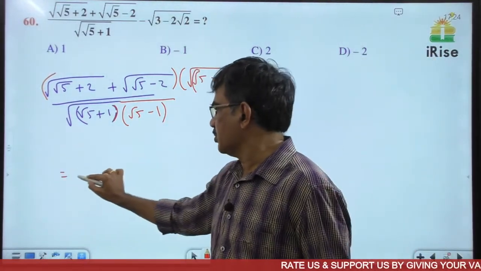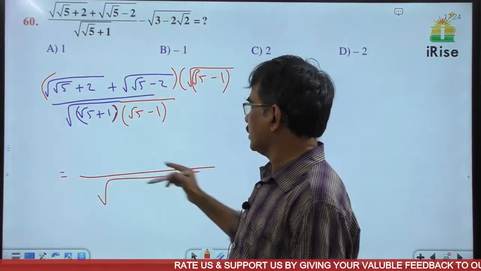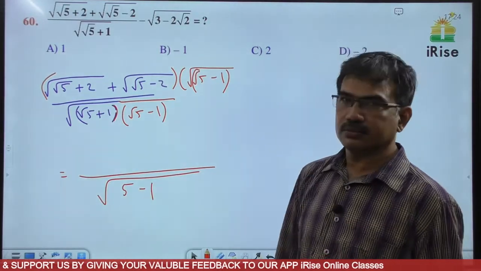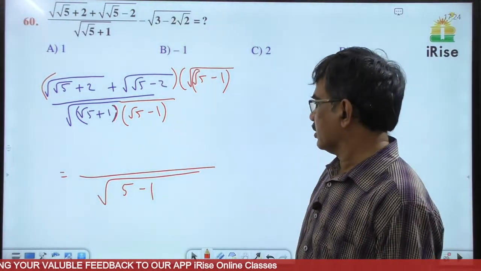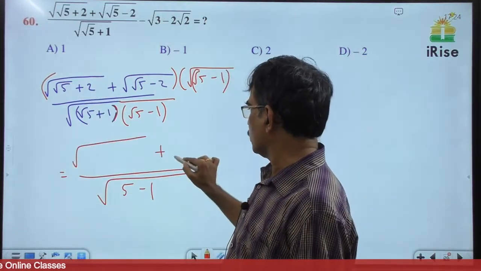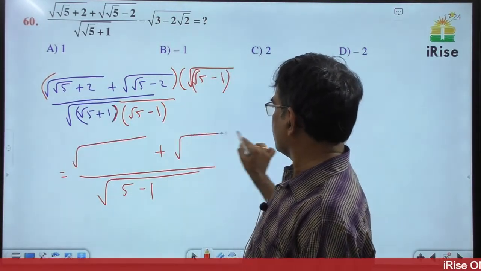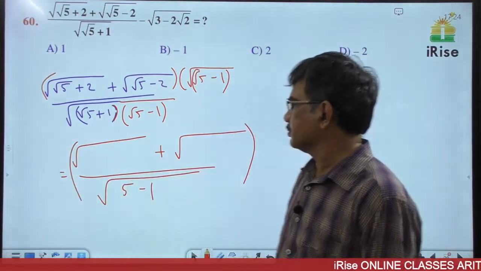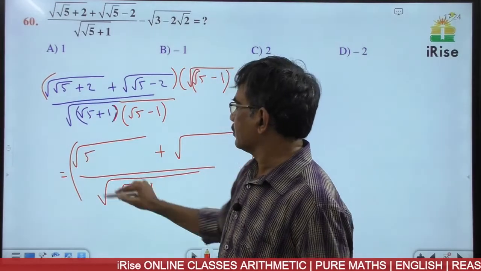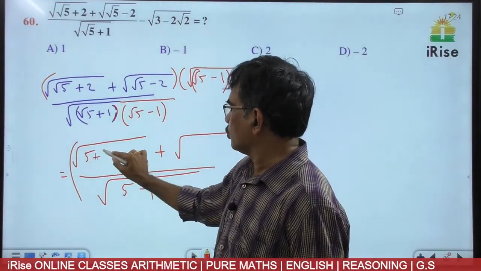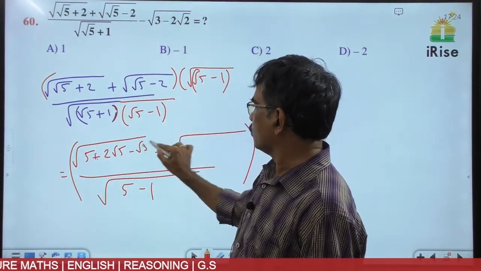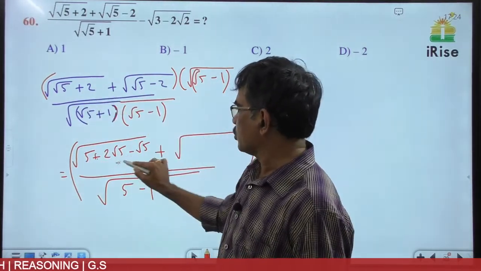Then what is the denominator? Root of (a plus b) into (a minus b), a square minus b square. Next, this is multiplied by this, in a single root, and this is multiplied by this, one more single root. Multiply these two. Root 5 into root 5, 5. Root 5 into 2, 2 root 5. Minus 1 into root 5, minus root 5. Minus 1 into plus 2, minus 2.